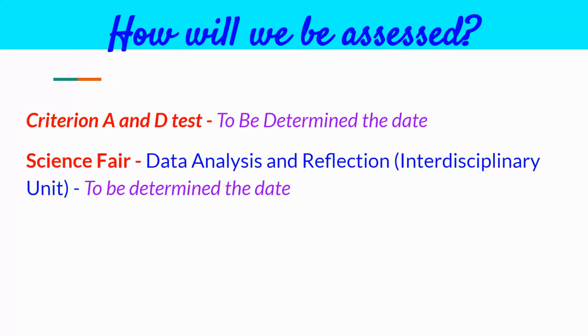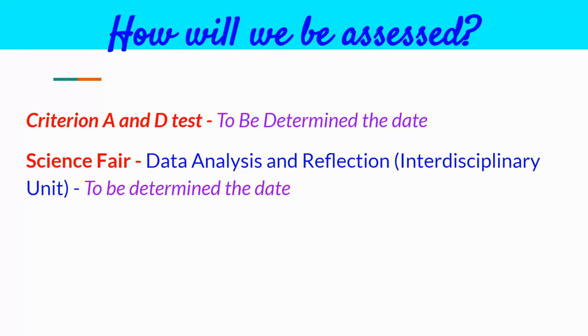Okay, how you'll be assessed during this unit: we're going to have a criterion A and D test, which means knowing and understanding math and applying math in real world situations. The dates are to be determined, because it depends on whether we're still on a distance learning program or in class, and how the test will happen. Things are subject to change, okay?